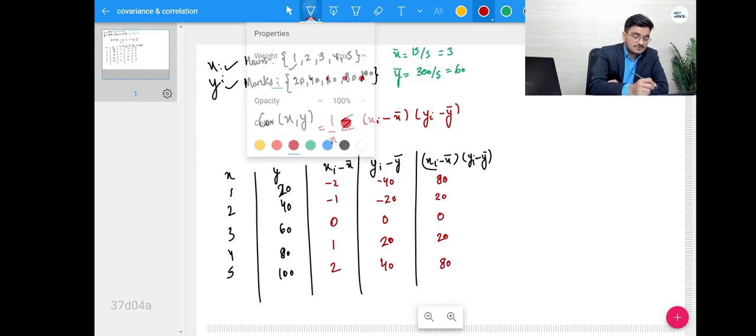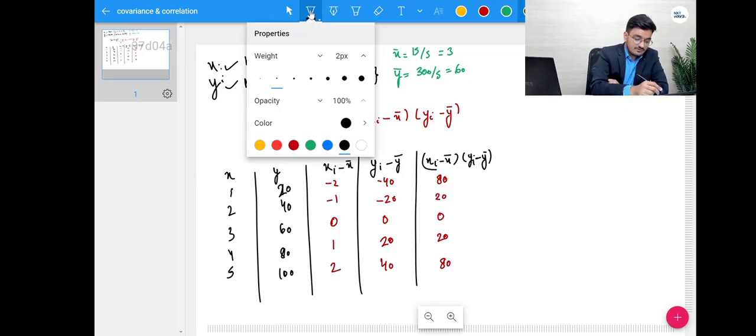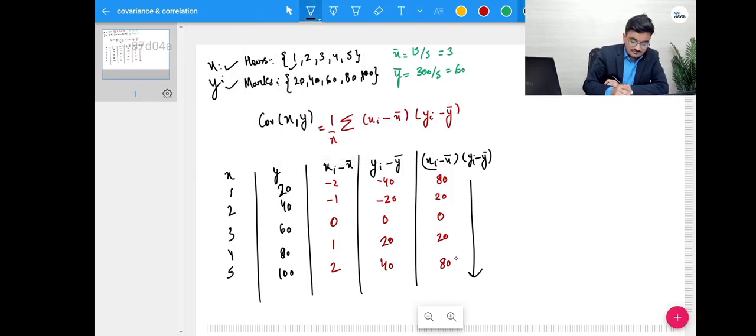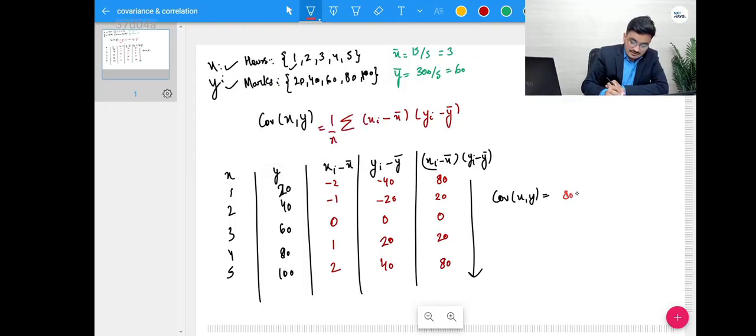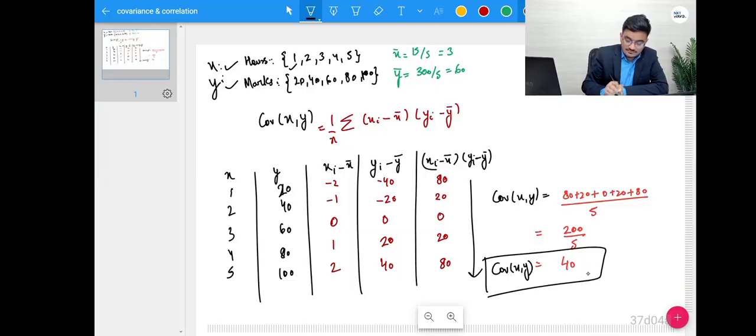Now what we want to do is take the average of all of these. So the average of all these numbers will be our covariance. So covariance of x and y will be 80 plus 20 plus 0 plus 20 plus 80 divided by n, which is the number of observations. We have 5 observations. So this will be 200 by 5, which will give us 40. So the covariance between these two is 40.